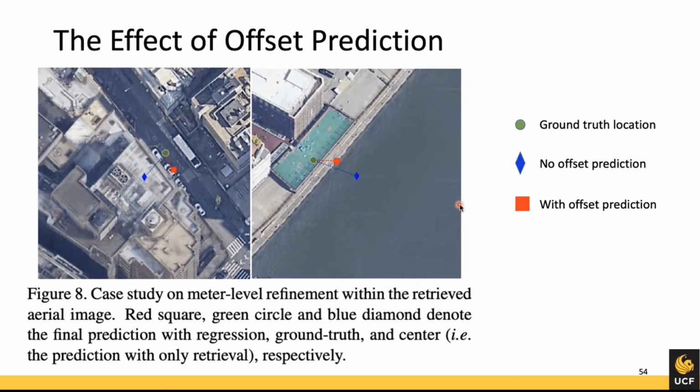And this is just a visual example to show how this offset prediction is able to help geolocalization, right? So the green is the ground truth. The blue one, diamond, is no offset prediction. And the red square is with our offset prediction. So clearly, we are able to make the final prediction closer to the ground truth.